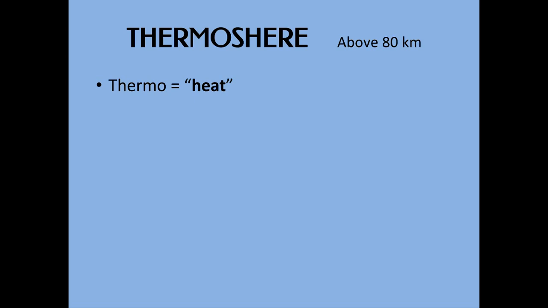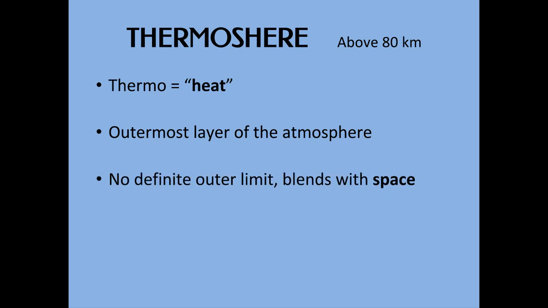Why? Well, temperature is measured as the average amount of energy of motion of each molecule of a substance. That sounds really complicated, but really it just means that the gas molecules move very rapidly, so the temperature is really high. But since these molecules are spread so far apart in this thin air, there's not enough to collide with the thermometer and warm it very much if it was up there. The thermosphere is the outermost layer of the atmosphere, but doesn't have a definite outer limit. It actually blends right in with outer space.